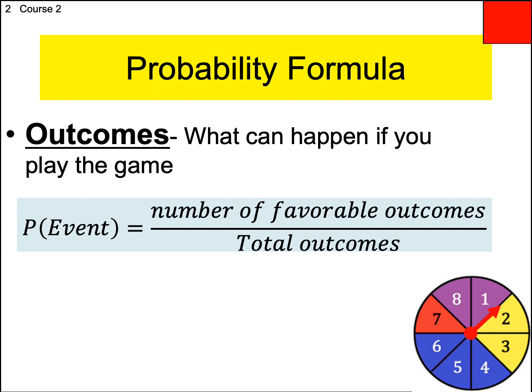On the left side there it says P parentheses event. That's going to define what the game is. I want to land on, for instance, a purple region, okay? The top number there, well, how many ways were there to win that? Well, there's 2 pieces of the pie that are purple. Well, that's how you would win that game. And the total outcomes, well, there's 8 numbers there, or 8 pieces of the pie there. So there's 8 total outcomes.